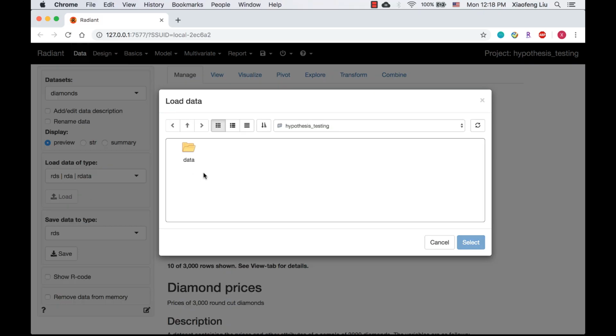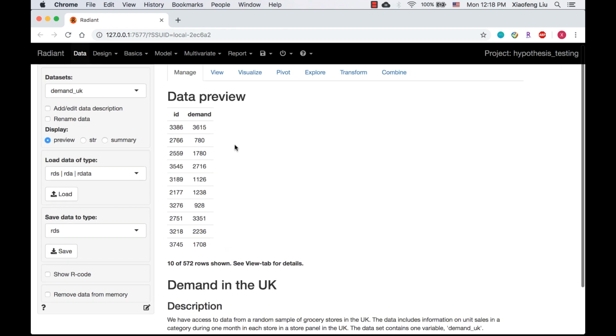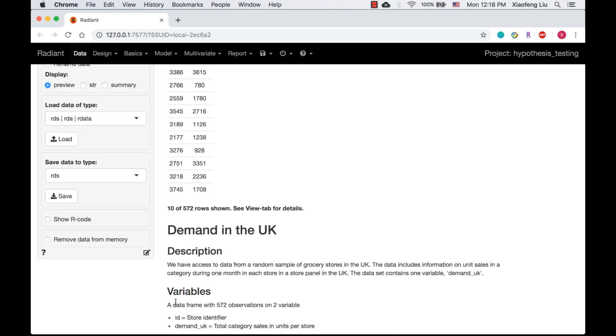Let's open Radiant and upload the data. There are some basic descriptions of the data. We have 572 observations with two variables. ID is a store identifier. Demand is the total category sales in units per store.